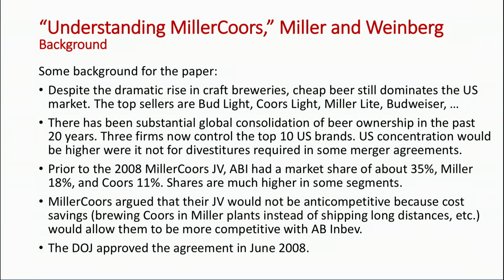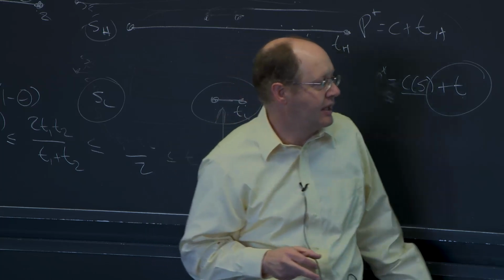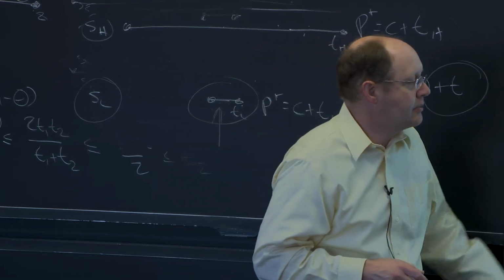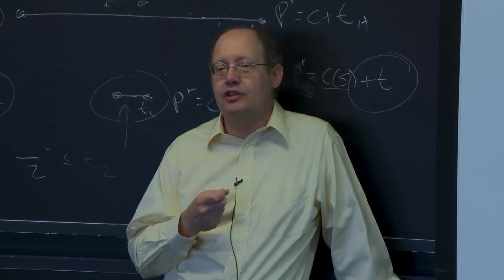Okay? And despite the fact that these were the overall market shares, Miller and Coors were in 2008 allowed to form a joint venture and sell their beer together. And Miller Coors argued that yes, it looks like the second and third biggest firms in the market are merging together to go from 3-firm competition to 2-firm competition, but this is going to be good for consumers because there's going to be enough cost savings that we're going to have an incentive to lower our prices.